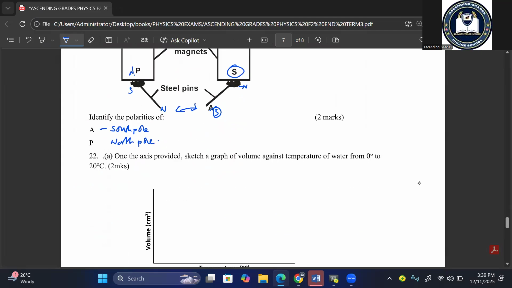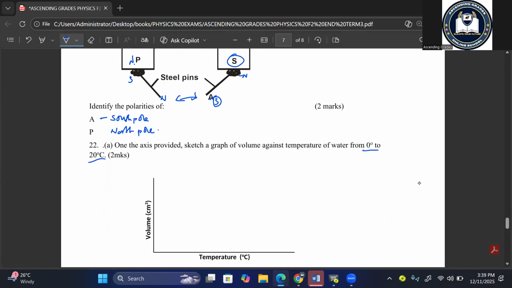On the axis provided, sketch a graph of volume against temperature of water from 0 degrees Celsius to 20 degrees Celsius. So the test here is the behavior of water at 4 degrees Celsius. So instead of expanding, it will be decreasing in volume. So that is how it will be.